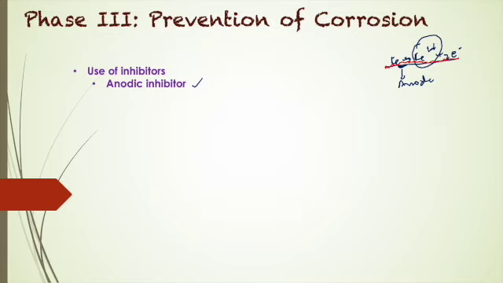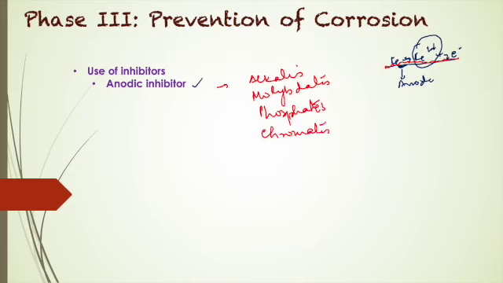Now what are those substances that can be used as anodic inhibitors? They are the alkalis. Alkalis can be used as anodic inhibitors. The molybdates can be used as anodic inhibitors. The phosphates can be used as anodic inhibitors. Okay, they inhibit the reaction of the anode. And the chromates can also be used as anodic inhibitors.